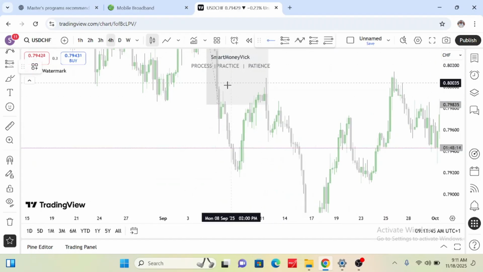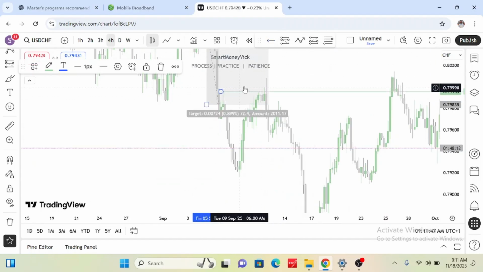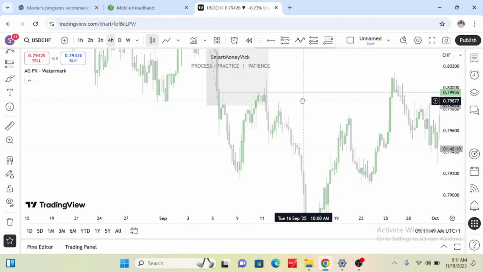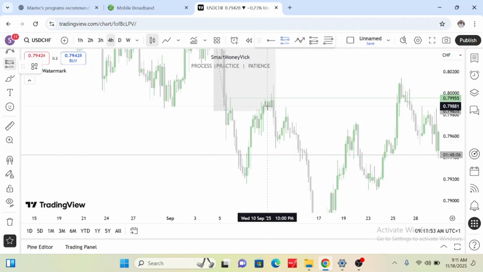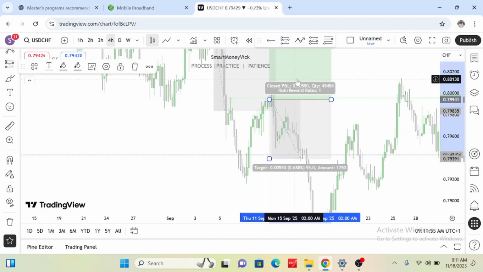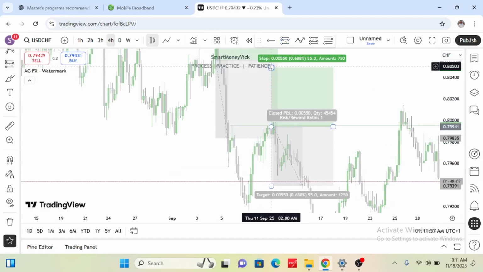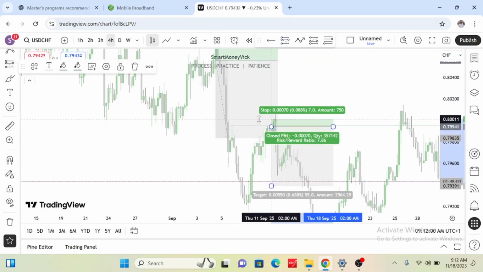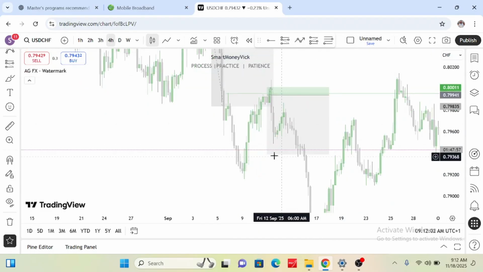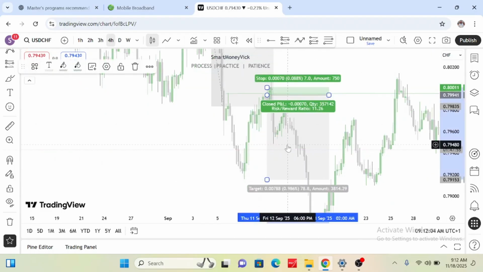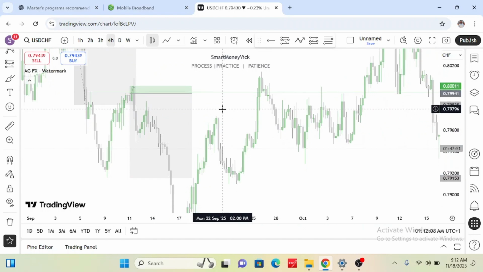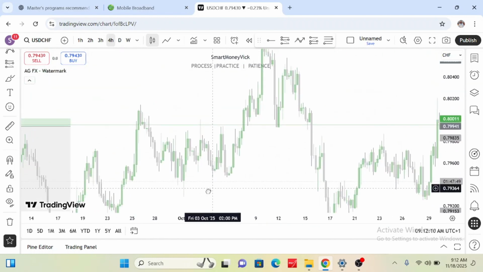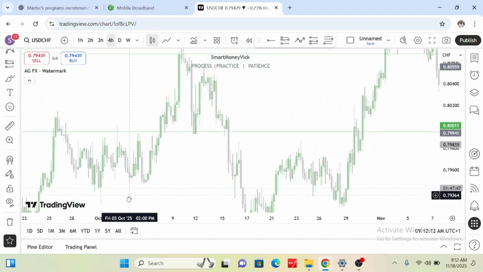Look around here again. We took out this high, rejected. If we enter from here, this would have been a lost trade. Of course, you will lose trades. So price took us out first, then moved in the direction. Okay, that's fine. That's like one loss after several wins. That's fine.